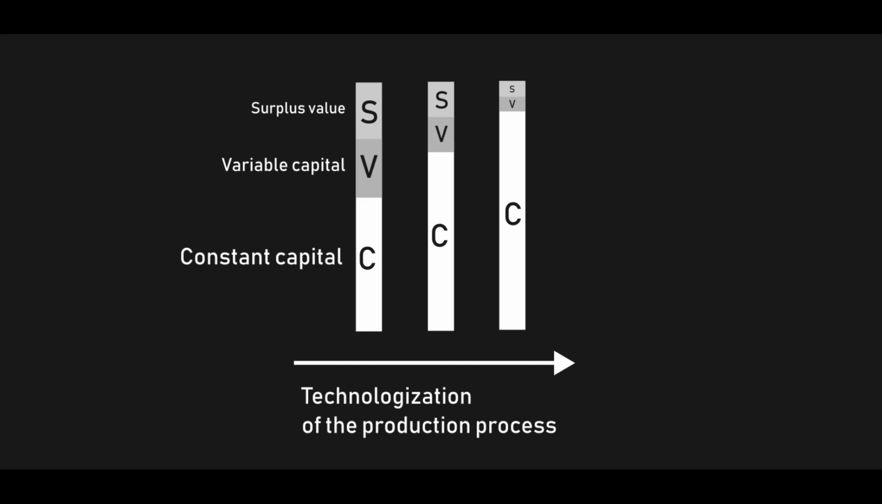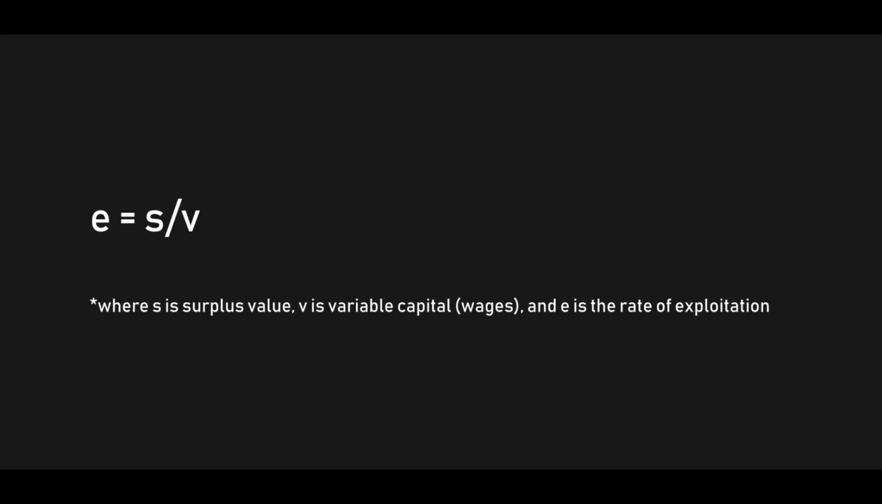The smaller the relative input of labor power in the production process, the lower the surplus value, thus resulting in lower rates of profit. Of course, Marx pointed out that this tendency can be offset by decisions made by the capitalists, as well as by systemic factors. One way a capitalist can combat the falling rate of profit is to change the rate of exploitation. The rate of exploitation is expressed in the following equation.